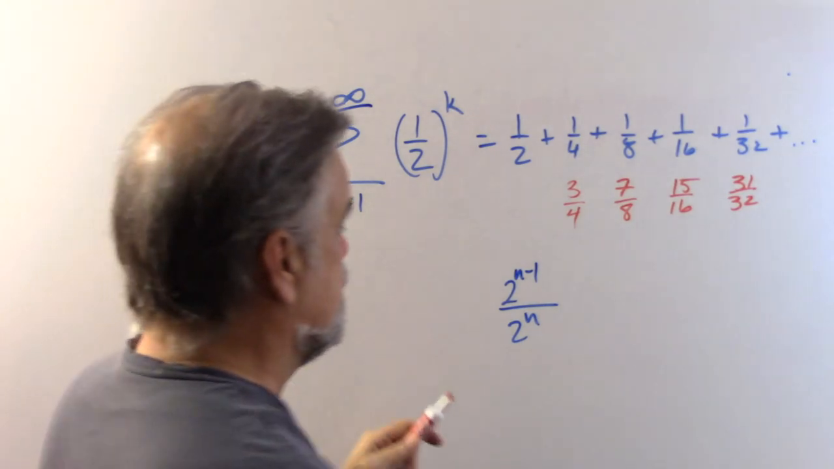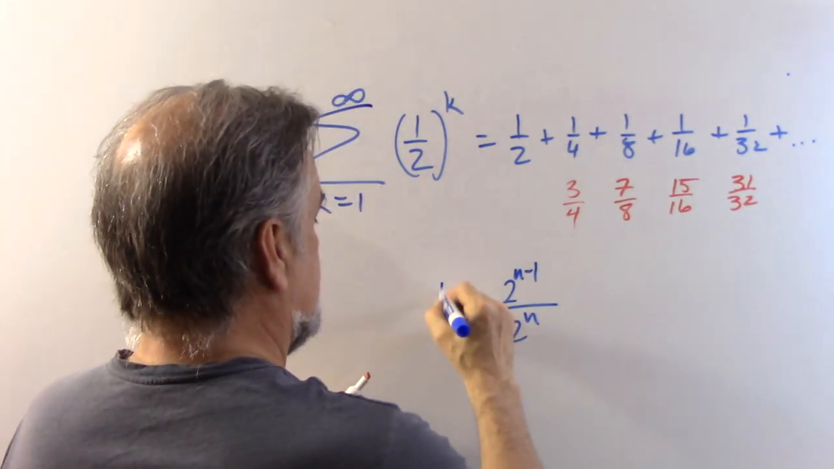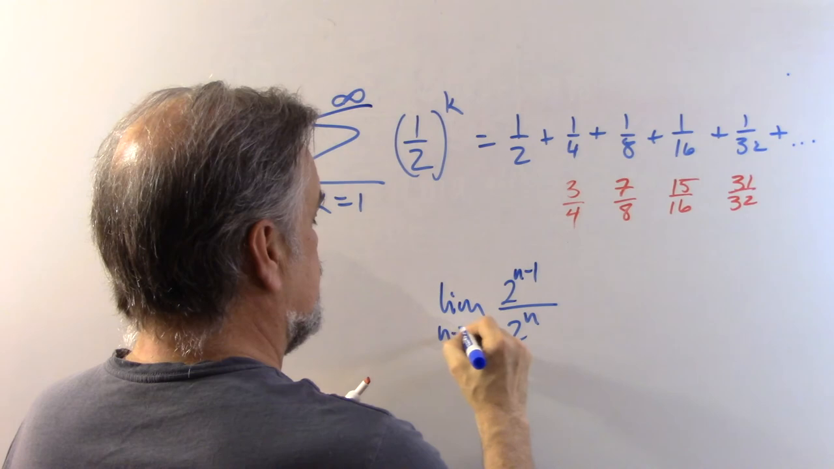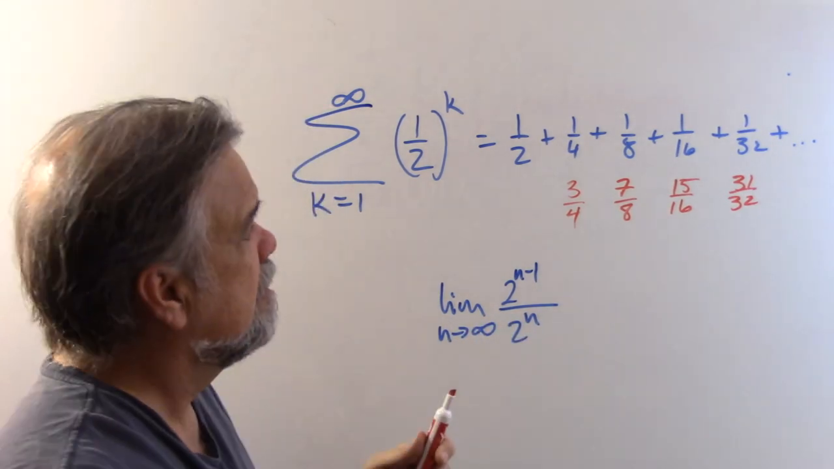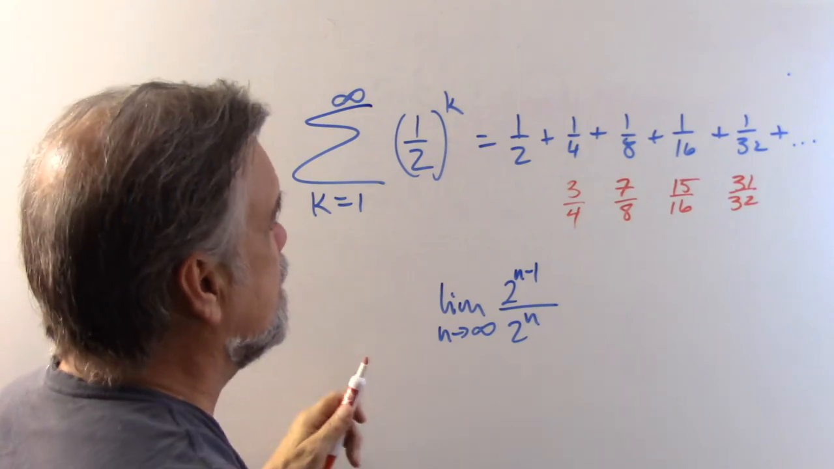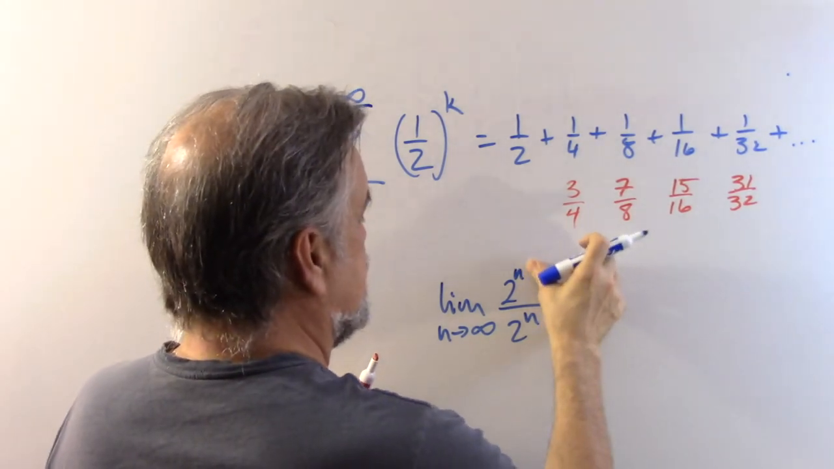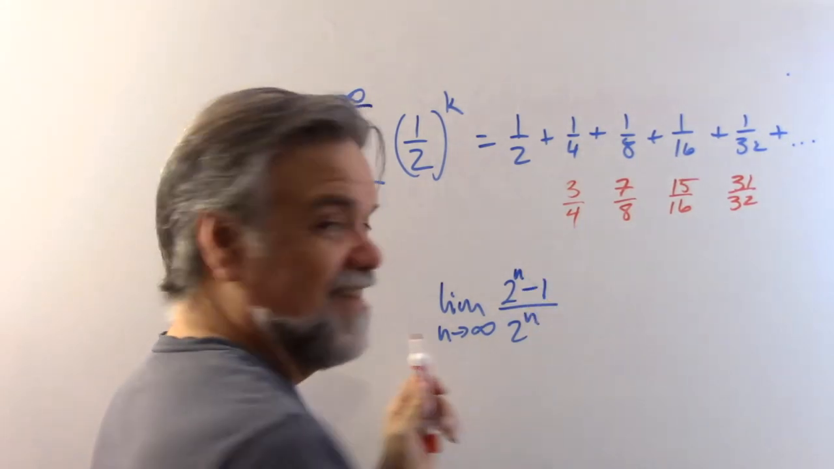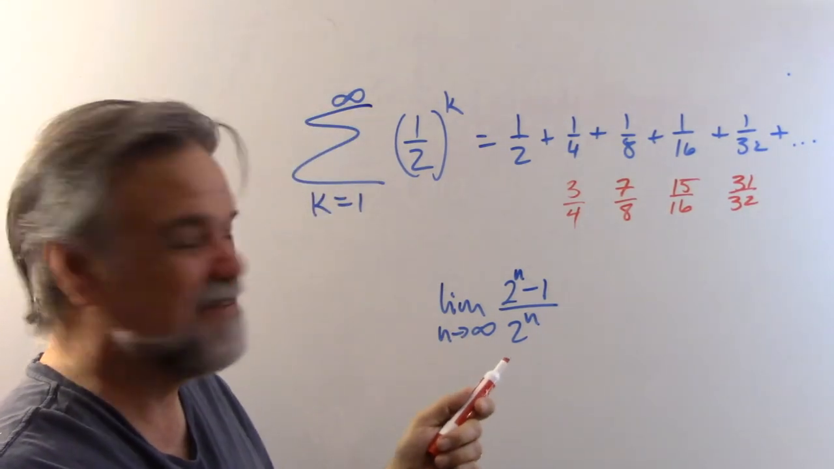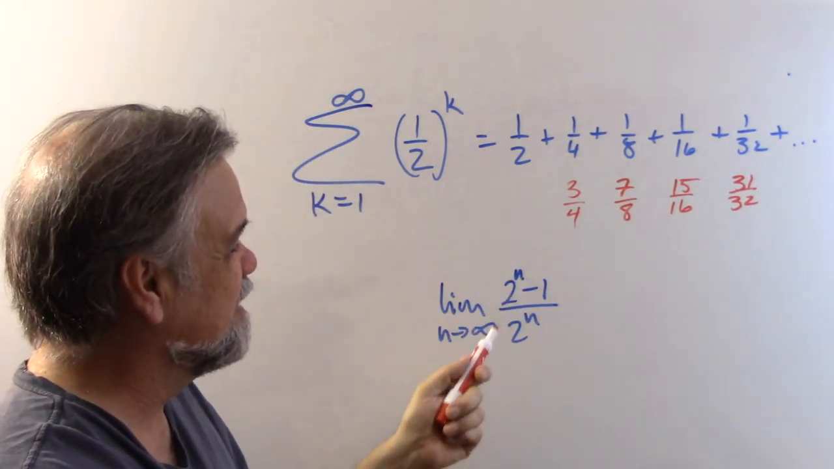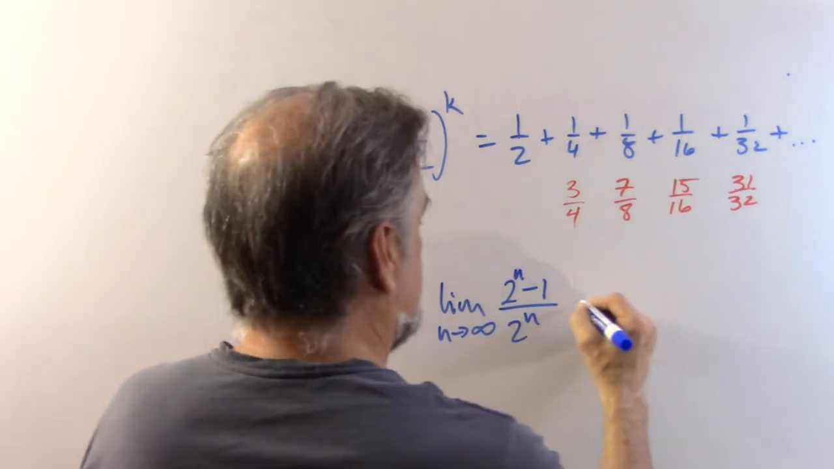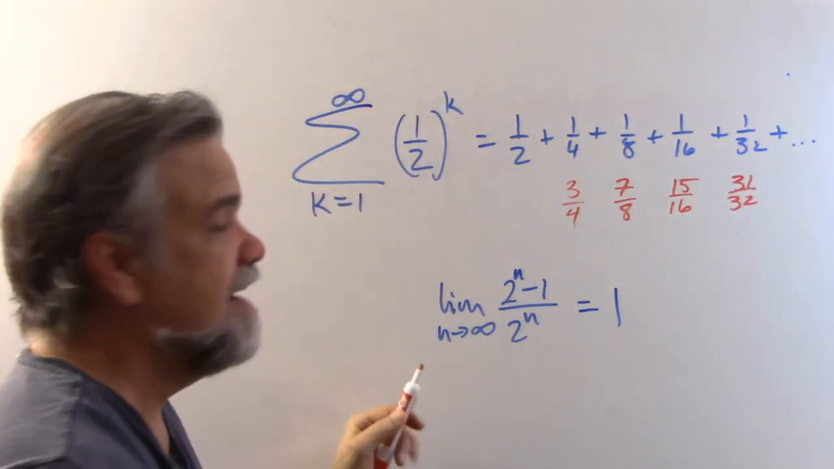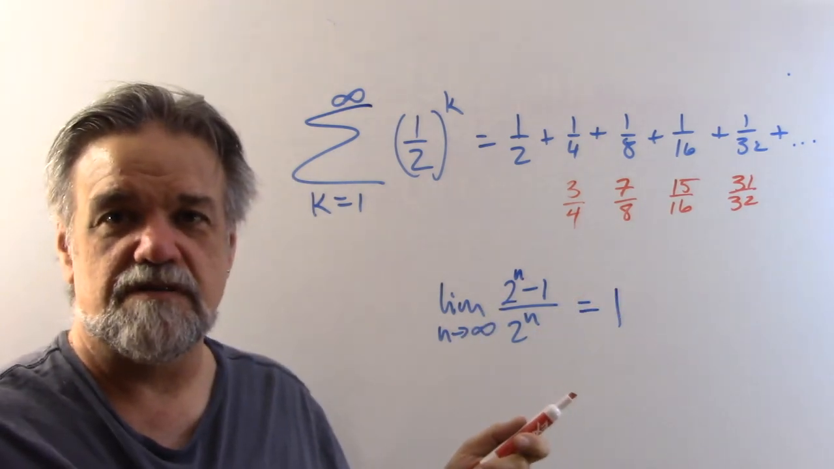And if you take the limit as n goes to infinity of 2 to the n minus 1 over 2 to the n. Hold it. Sorry, I did that wrong. 2 to the n, minus 1. There we go. Got to get that minus 1 in the right place. It's not in the exponent. If you take this limit, you get 1. And that's really what an infinite sum is, it's a limit.